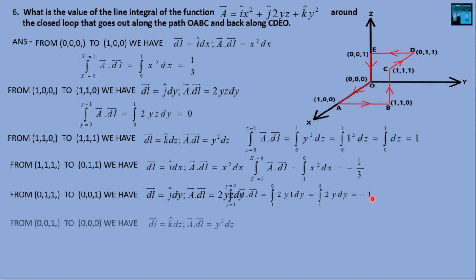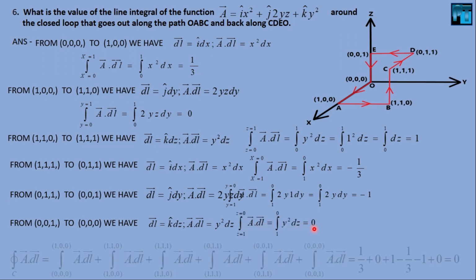Now for 0 0 1 to 0 0 0, the last curve, x and y are not changing and their values are 0. Only z is changing from 1 to 0. So dl equal to k cap dz and A dot dl equal to y square dz, where y equals what? y equals 0. So what is the value of A dot dl? 0, and the integral is also 0.